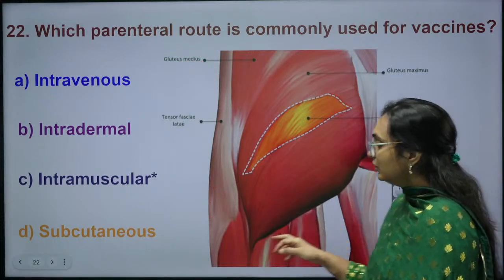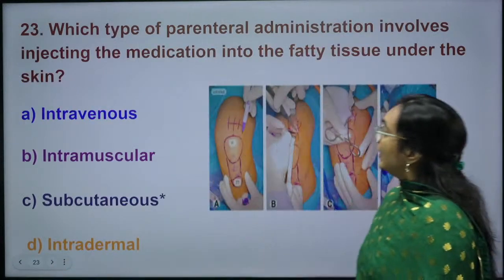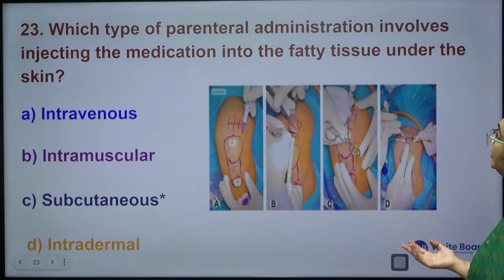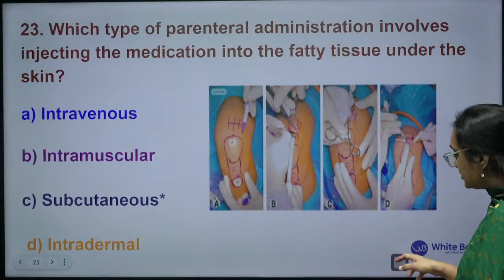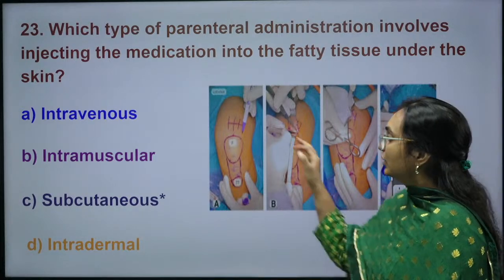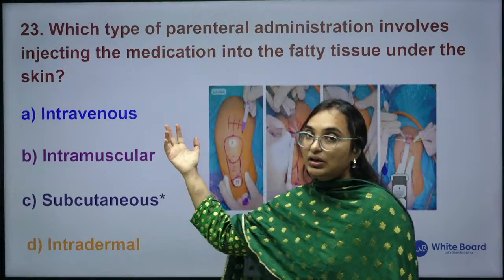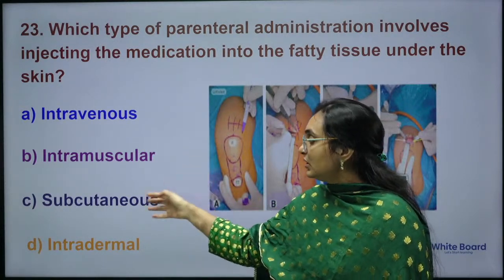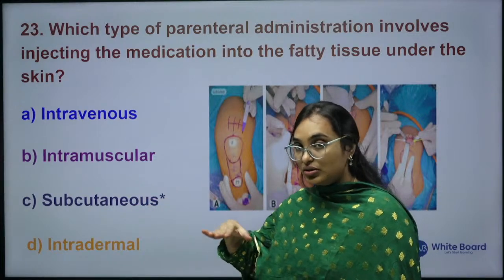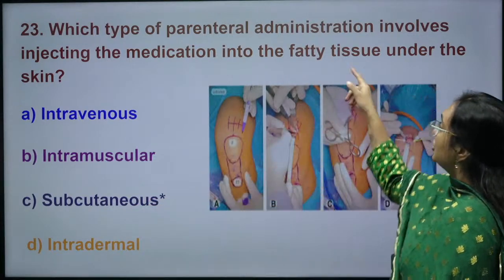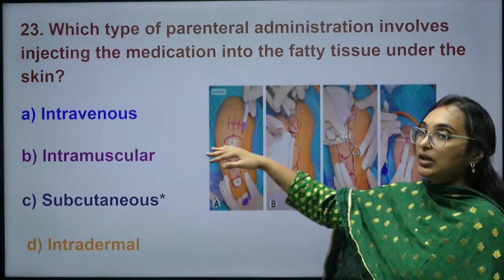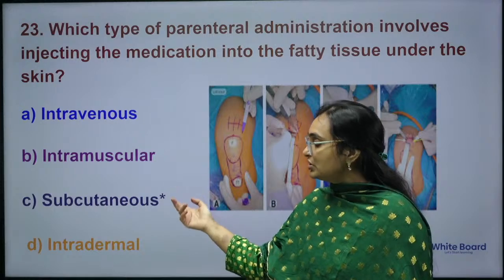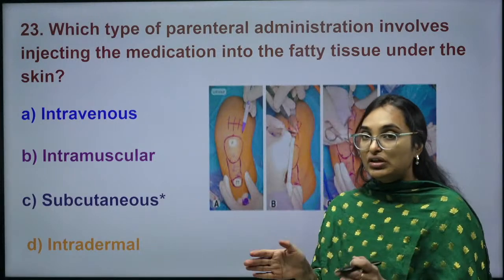Next question. Which type of parenteral administration involves injecting the medication into fatty tissues under the skin? Just now we have seen, intravenous is through the vein, intramuscular is through the muscles. Subcutaneous is injecting medication into the fatty tissue under the skin. Intradermal is in between the skin layers.